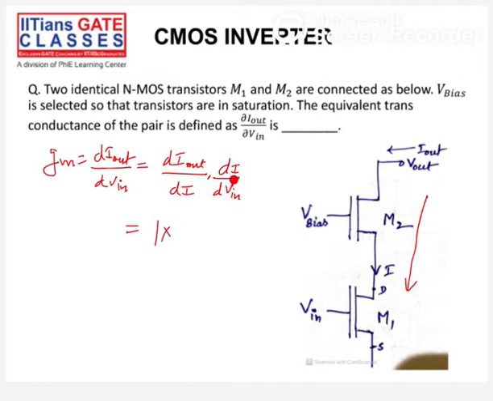dI divided by dVin is gm1. Its transconductance means its current divided by its voltage, this dI divided by dVin, that is here gm1. So that is gm1 into 1. So gm overall will be equal to gm1.